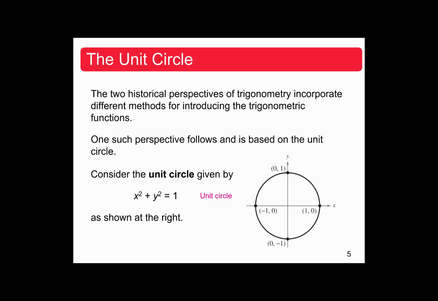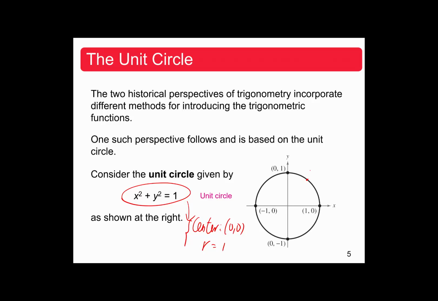There are historical perspectives of trigonometry that cover different methods of introducing the trigonometric functions, but the unit circle is one of the most important ones. So basically, a unit circle is a circle given by the equation x squared plus y squared equals 1. Here the center is (0, 0), and the radius equals 1. Okay, center and radius, that's given, and this is a typical unit circle.